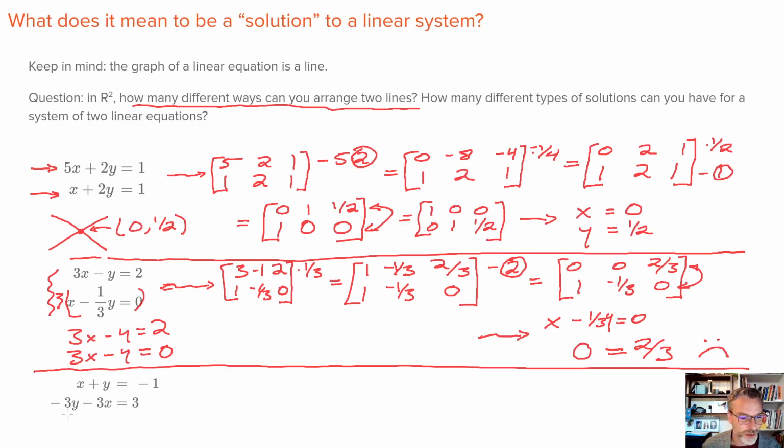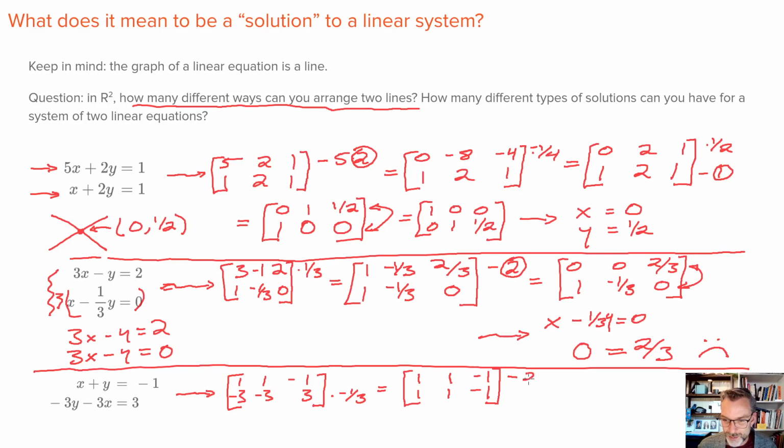Okay, now if you look down here at the bottom, we kind of suspect something's going to go on here because it looks like I got a coefficient of 1 here, a coefficient of 1 here, -3, -3. It seems pretty similar. So let's write it as some coefficient matrix. -3 for x, -3 for y, and then 3. Now I'm going to multiply that second row by -1/3. That gives me 1, 1, minus 1, and 1, 1, minus 1.